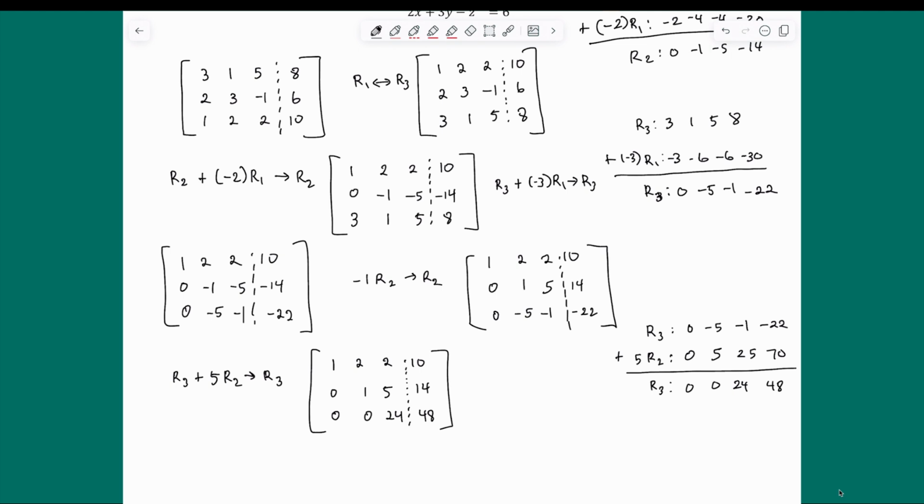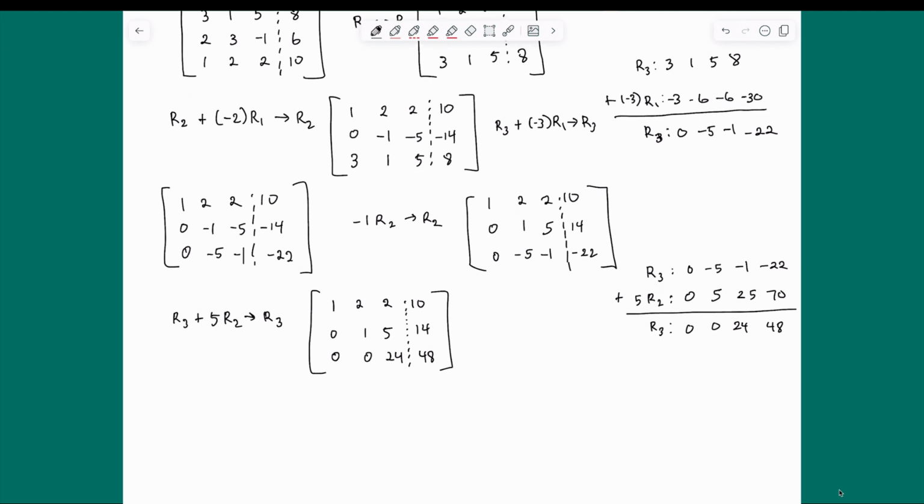Okay. And now we got a 0 below, so we're almost there. We just need to make this a 1, and that's going to be pretty easy to do by dividing by 24 or multiplying by the reciprocal. So I'm going to multiply row 3 by the reciprocal, 1/24, to get a new row 3.